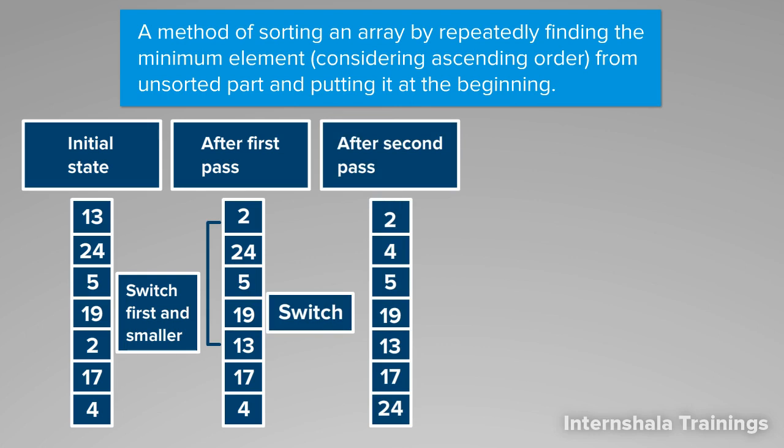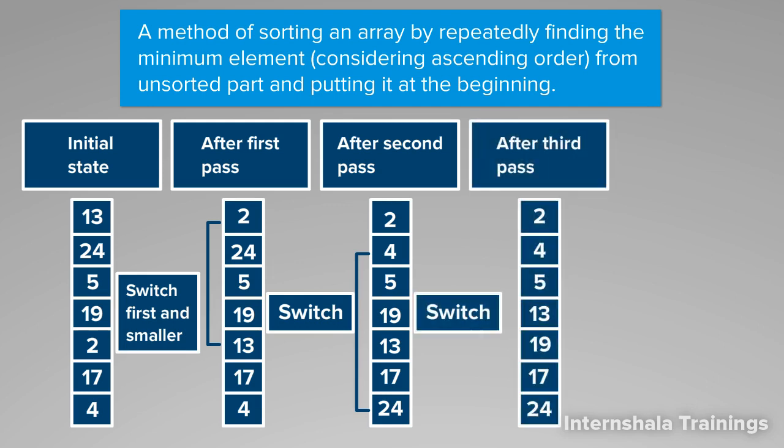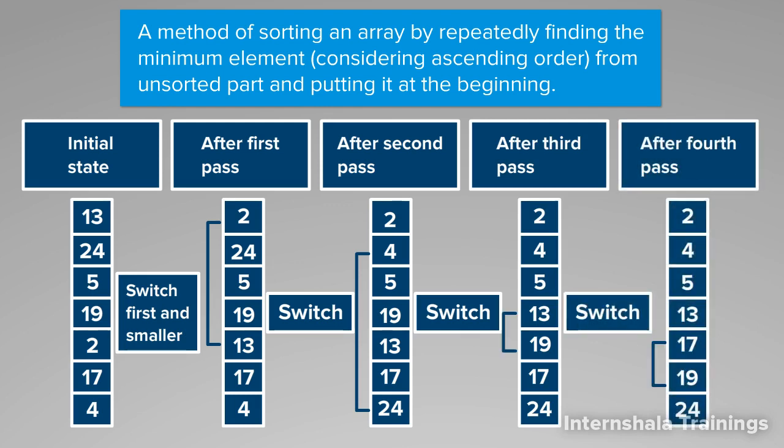Next, we find the smallest entry in the remaining 4 elements. The next smallest entry is 4. So we move this entry to the second place by switching it with the element originally in that position, that is 24. We proceed in the same way to sort the remaining elements. In the end, we get a sorted array.